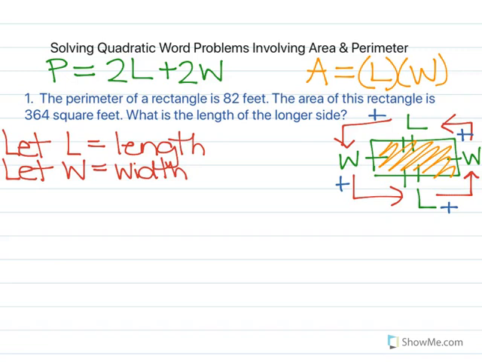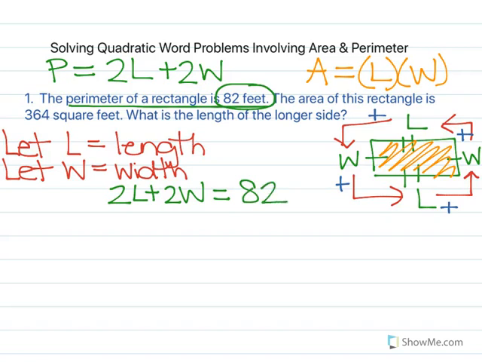Now we can decode this word problem and set up our equations. The first sentence, the perimeter of a rectangle is 82 feet, is going to be our first equation. The perimeter formula we wrote up top was 2L plus 2W. Instead of saying it equals P, we know that the perimeter in this scenario is 82. Remember, is turns into equals. So our first equation will be 2L plus 2W equals 82.